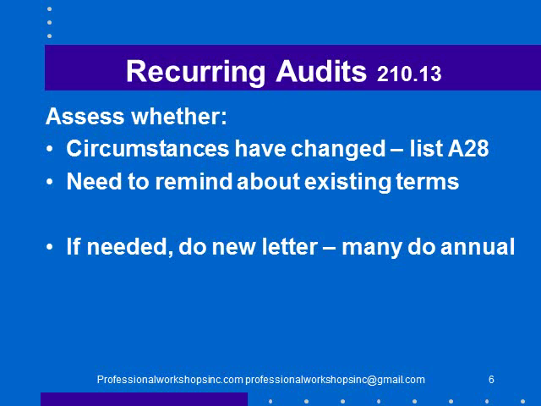Recurring audits, the requirement in the standard is that annually you would assess whether or not circumstances have changed. And there's a list in A28 of changes that might cause you to want to reissue an engagement letter. If there were significant changes in the shareholders, for instance, or management, that might be a circumstance. And then you would decide that you needed to remind your client about the existing terms of the engagement and then do a new letter.